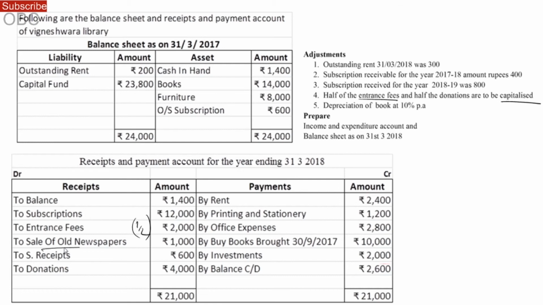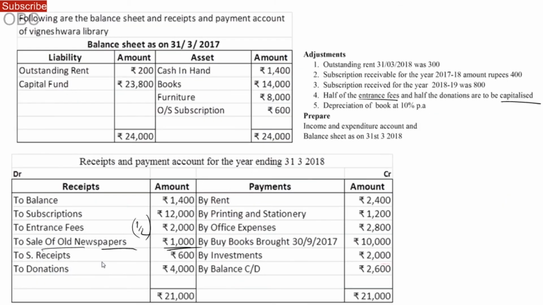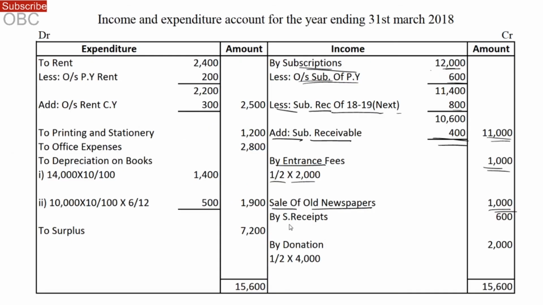Next, sale of old newspaper. By selling old newspaper, they're getting 1000. There is no adjustment, so what they are doing is just posting as it is. So come back to the income and expenditure account. So here, by sale of old newspaper 1000 rupees. Clear? Again, back to the receipts and payment account. Next entry, they have sundry receipts 600 rupees. We don't have any adjustments, so post as it is. Come back to the income and expenditure account, by sundry receipts 600, over.